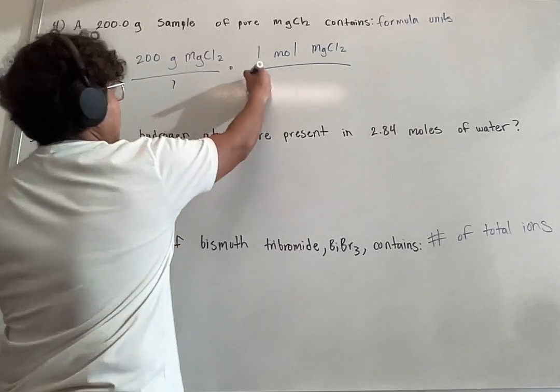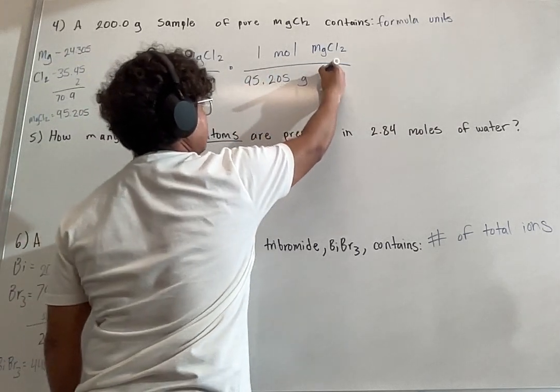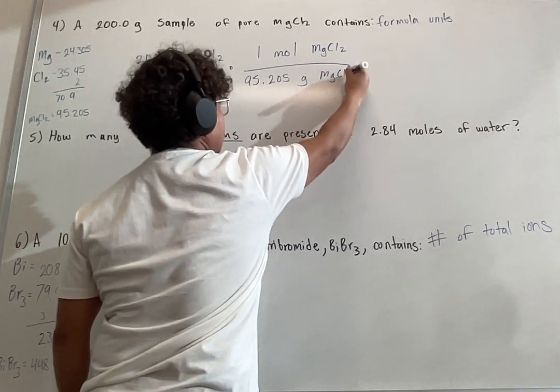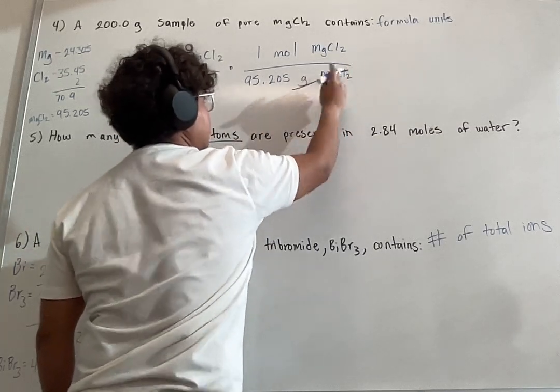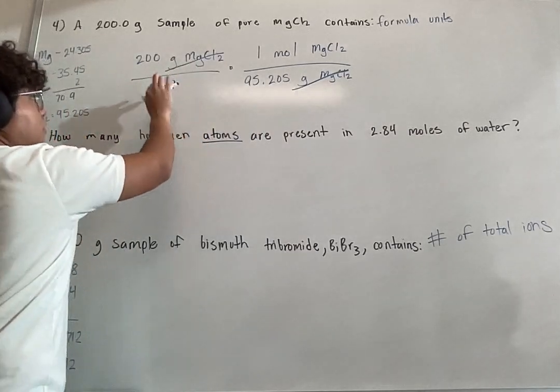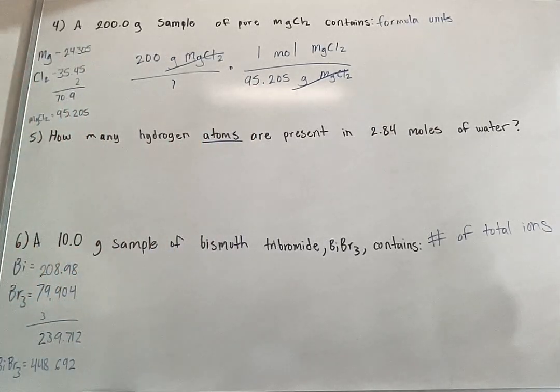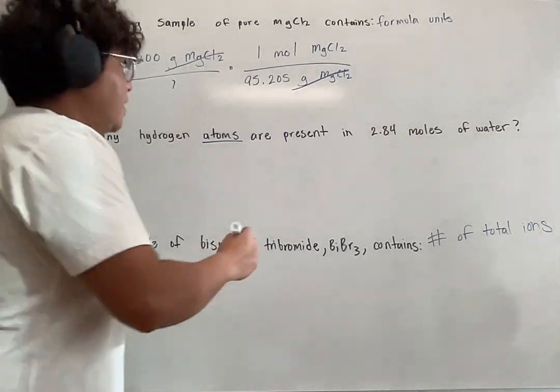Right here, 95.205 grams MgCl2. So if you see here, the grams of MgCl2 cancel out. And if we do 200 over 95.205, we find out how many moles we have. So go to your calculator, do 200 divided by 95.205. Man, I should have done this before. We end up with 2.101 moles.